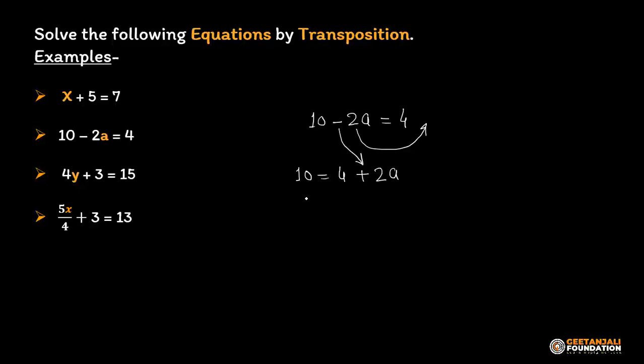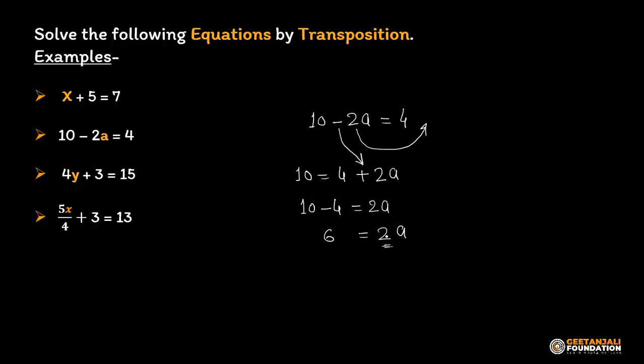So now here we have 10 equals to 4 plus 2a. Now again I don't want this 4 on this side, so I'll bring it to the other side. So it will become 10 minus 4 is equals to 2a. So 10 minus 4 is 6. 6 is equals to 2a. I want the value of a, not of 2a. So about this 2 we need to do something.